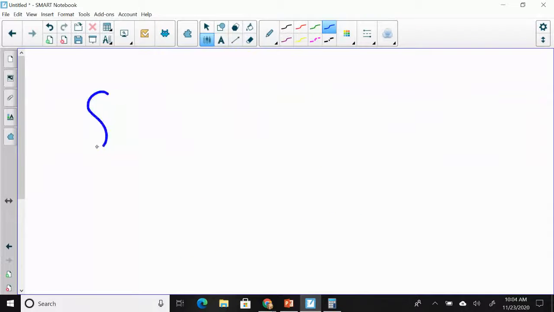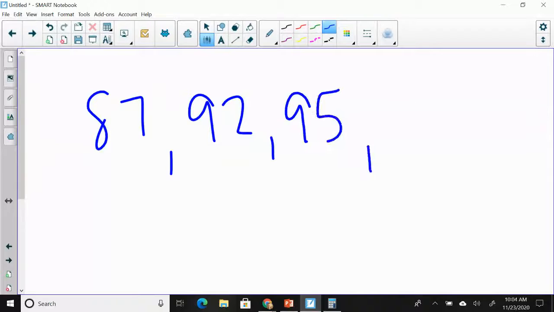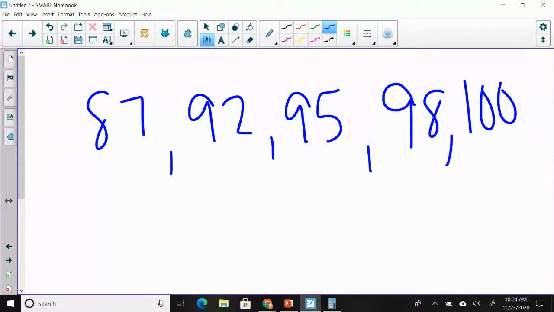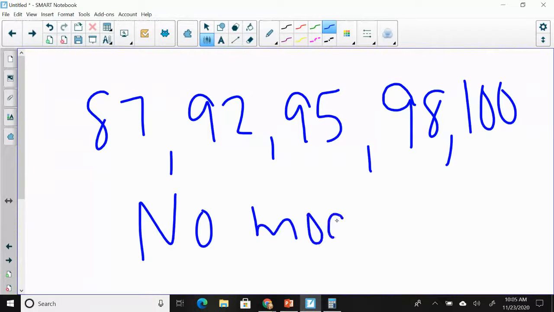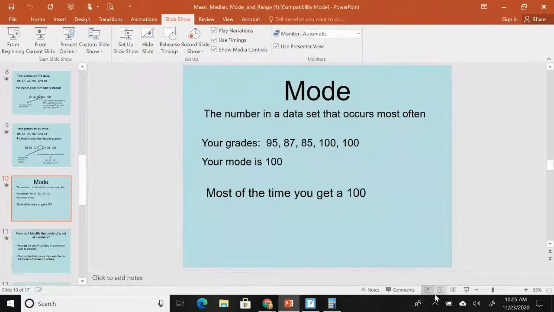If I had 87, 92, 95, 98, and 100, if none of the numbers repeat, then you just have no mode. So for mode, you can have exactly one, you can have more than one, or you can have no mode at all. But mode is the one that appears the most times.